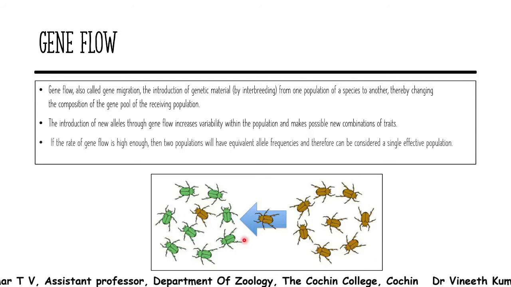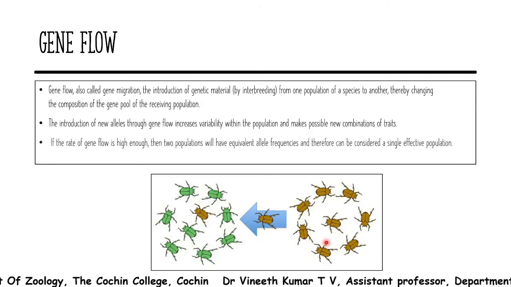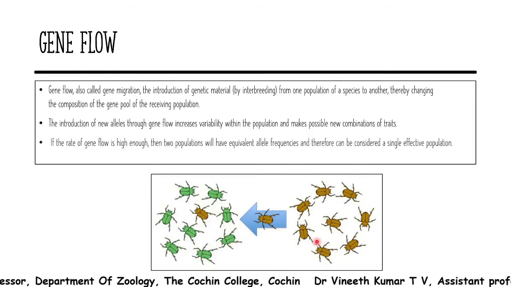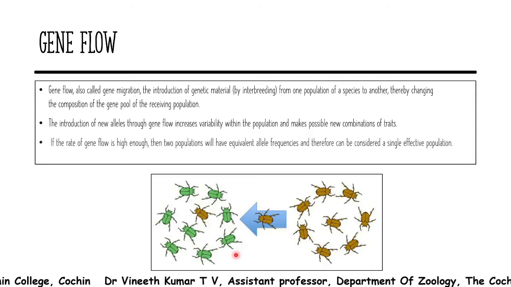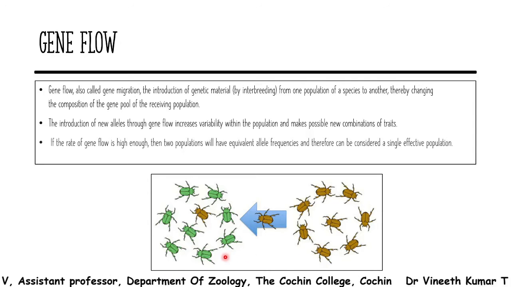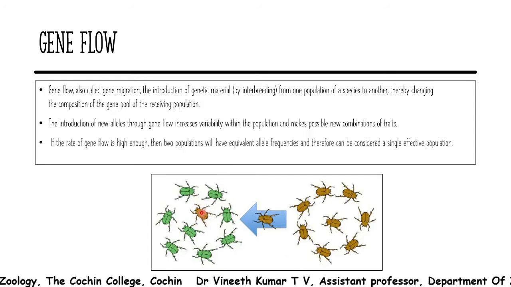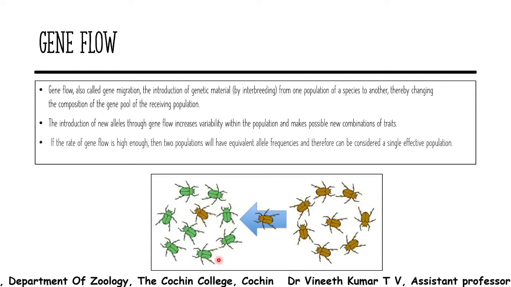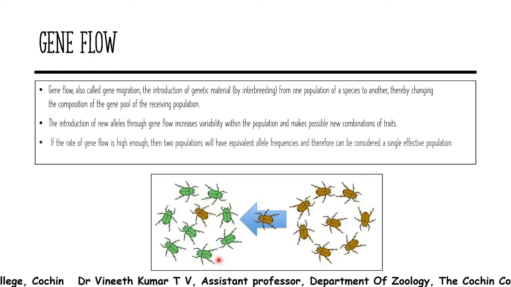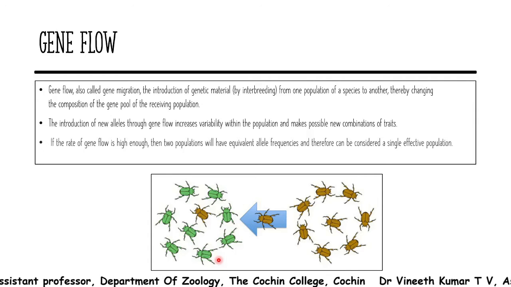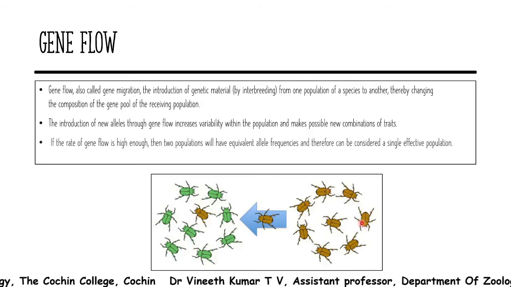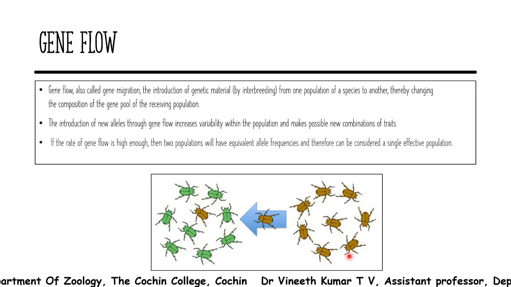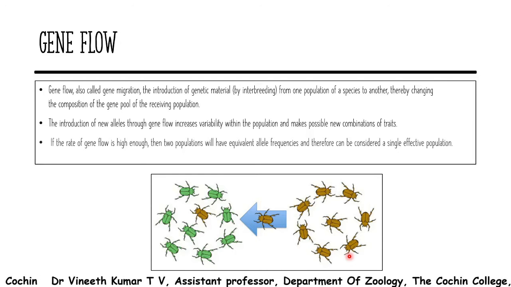And if this has happened continuously for many generations, after a long period of time, these two populations will have the same gene frequency. If you take the gene frequency before migration, or before gene flow, take this individual as absent. This brown is absent here. So here the gene frequency of the green allele will be 100 percent, or one, and here the gene frequency of brown in this particular population will be 100 percent, or one, because only brown is present here.